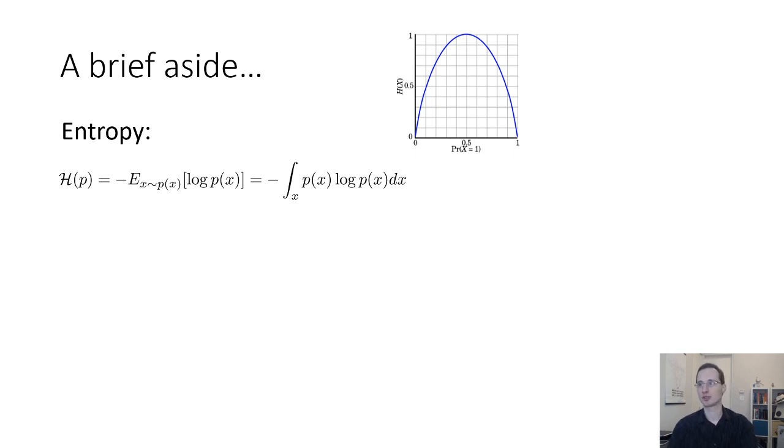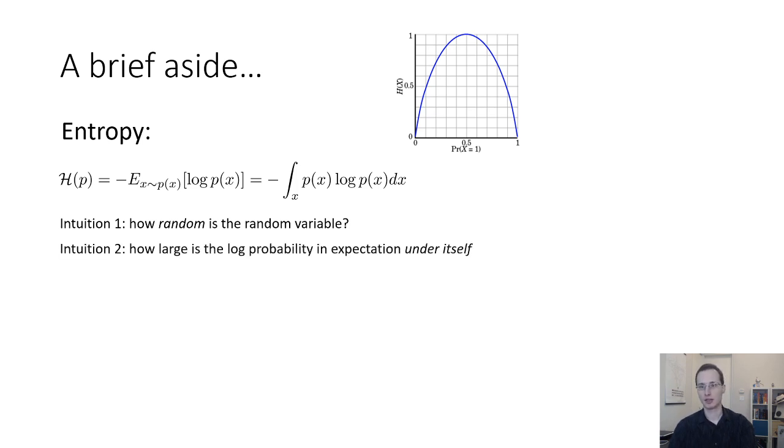So if all outcomes are equally likely, then you have the highest entropy, whereas if one outcome is guaranteed, then you have the lowest entropy. So one intuition for entropy is how random the random variable is. Another intuition is that entropy quantifies how large the log probability of a distribution is in expectation under itself.